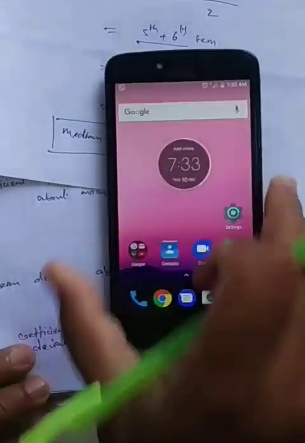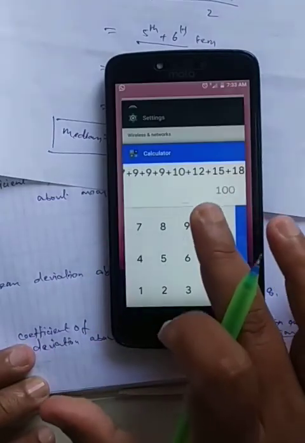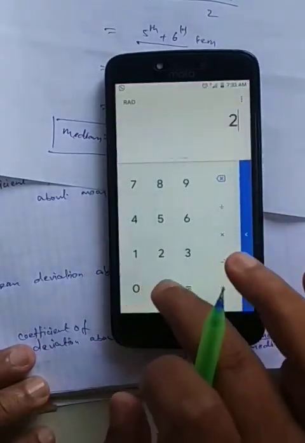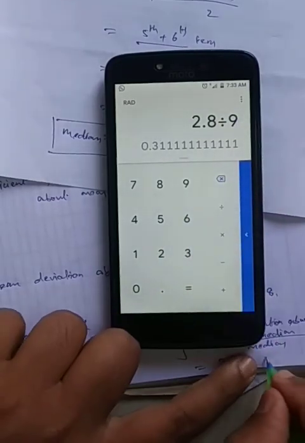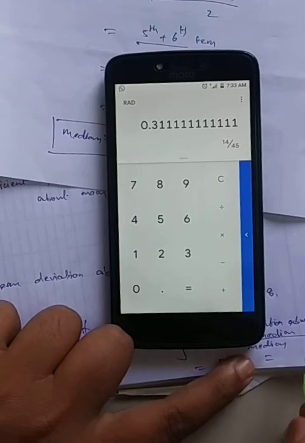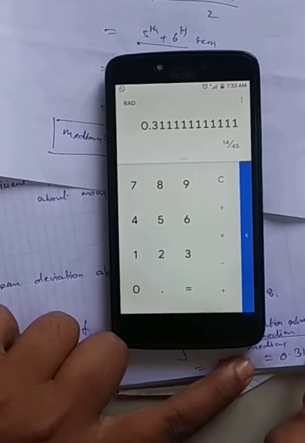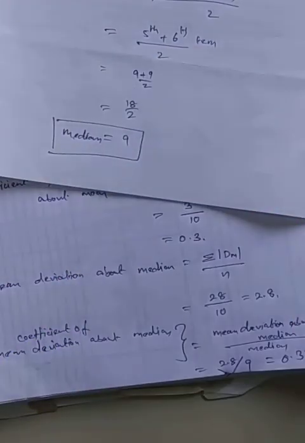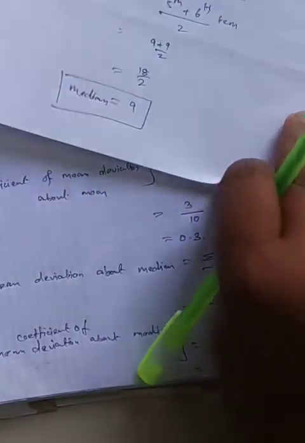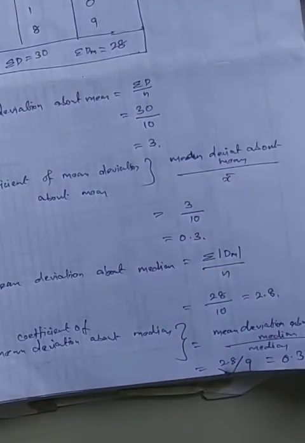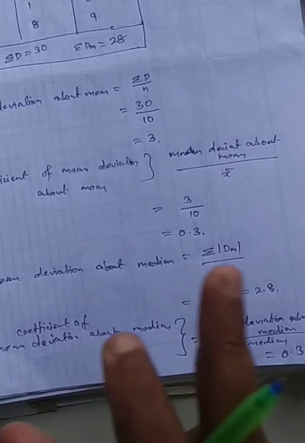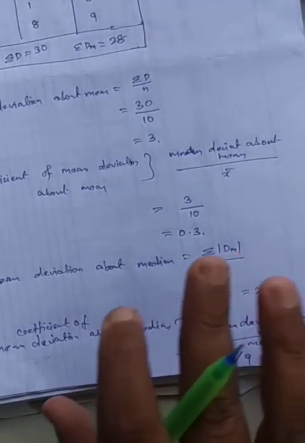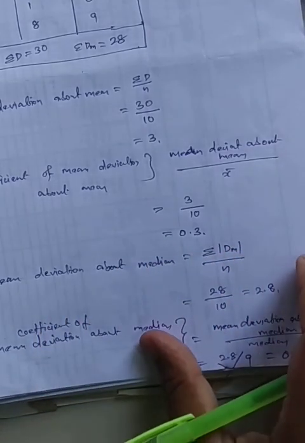If you use a calculator, it will be easy. So 2.8 divided by 9 you do. What are you getting? You can see it's 0.3111, 4 digits, right? That is the value of the coefficient of mean deviation about median. Is that clear? Okay. This is a very interesting and important question, because this is a practical problem. Mean deviation about median is simple, only the data we need to calculate properly.